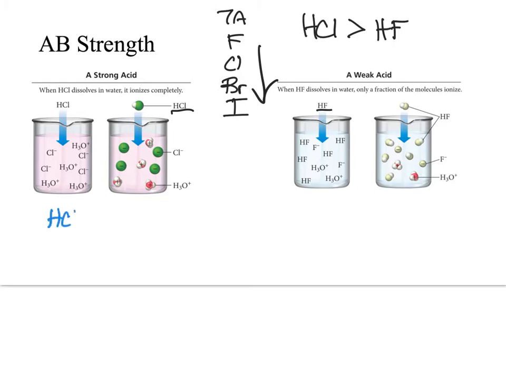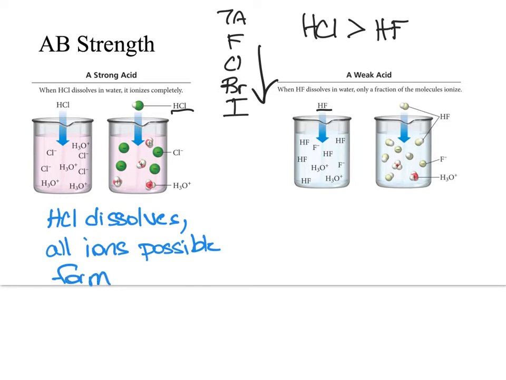When HCl dissolves, we have complete ionization, so we'll just say all ions possible form, and there's no molecular HCl left in solution. So if I'm looking at the chart here, I see that we've got 1, 2, 3, 4 hydronium and 1, 2, 3, 4 chloride. So hydronium is equal to chloride.